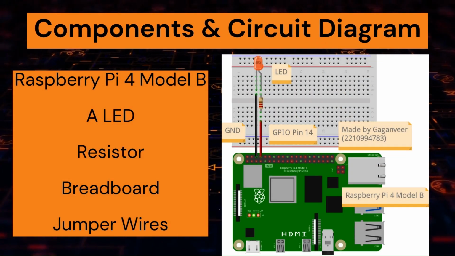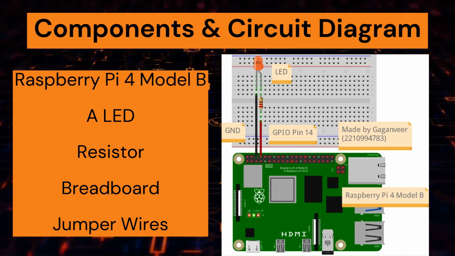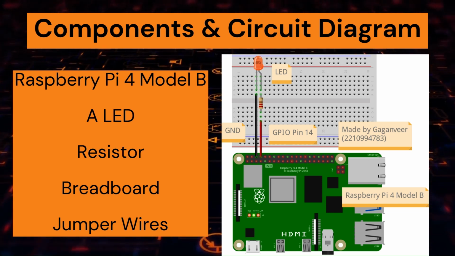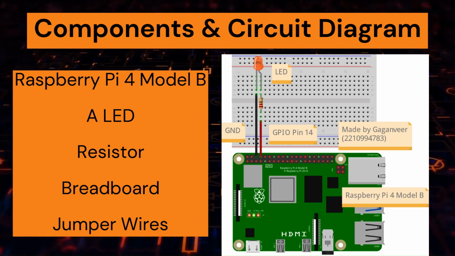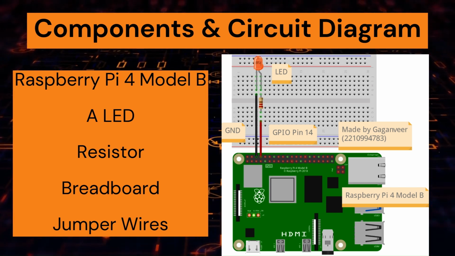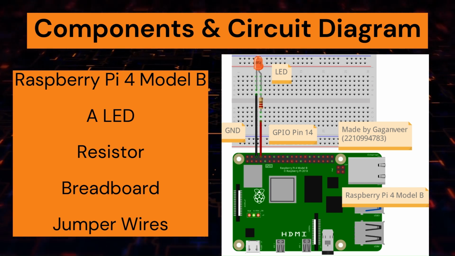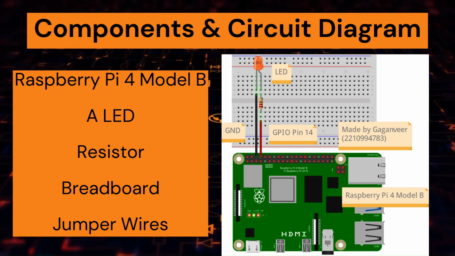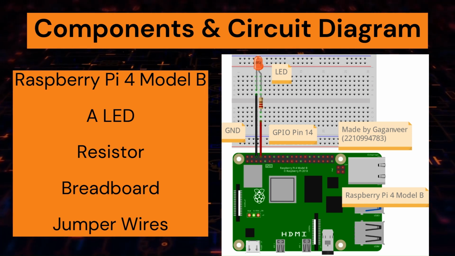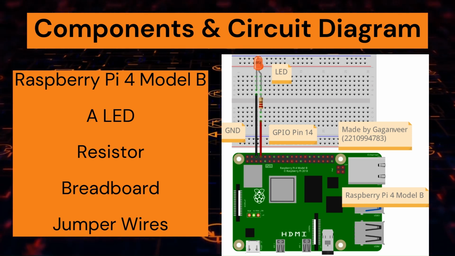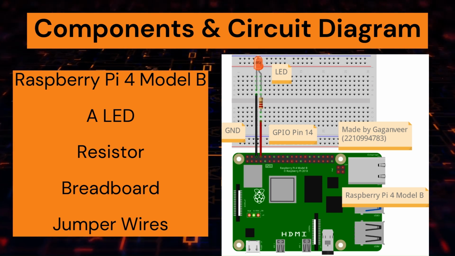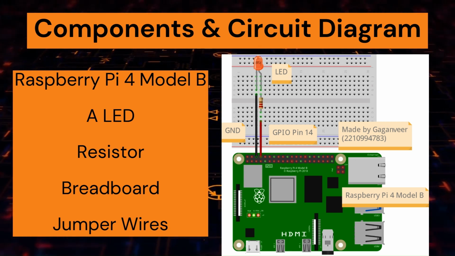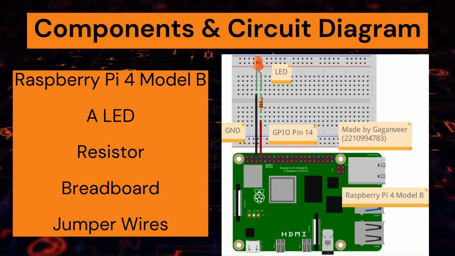Moving on, let's understand the hardware components and the circuit layout and see how each component connects. In this system, I made use of Raspberry Pi 4 Model B, an LED, a resistor, breadboard and some jumper wires. As you can see from the circuit diagram, the longer leg of the LED is connected to the GPIO pin 14 through a resistor, and the shorter leg, known as cathode, is connected to the ground pin of the Raspberry Pi. When GPIO pin 14 goes high, our LED will light up, and when it's low, it will turn off. By controlling these high and low signals with specific timings, we will represent Morse code through the LED blinks.